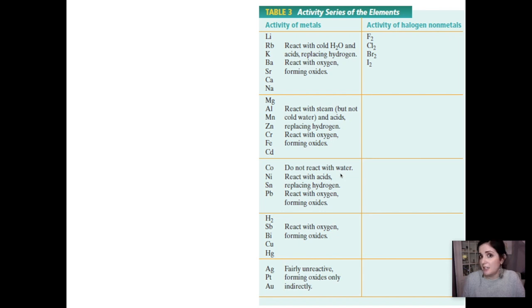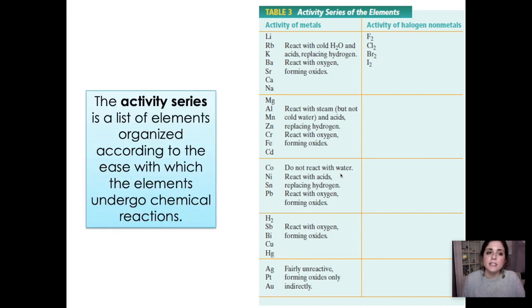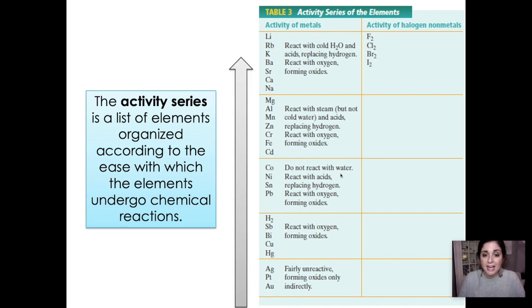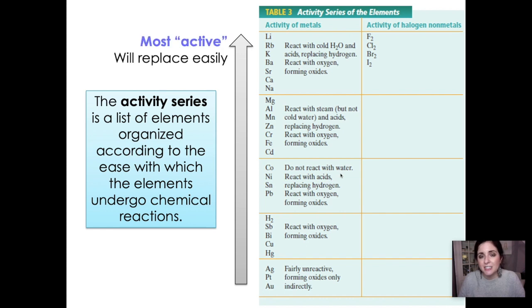We call this an activity series. And your activity series is a list of elements that are organized according to the ease with which the elements undergo chemical reactions. Notice at the top, you have your alkali metals and your alkaline earth metals. All of those are really, really reactive. Therefore, towards the top of this activity series, you are going to find your most active metals. These are going to want to replace other metals much more easily than the ones at the bottom.